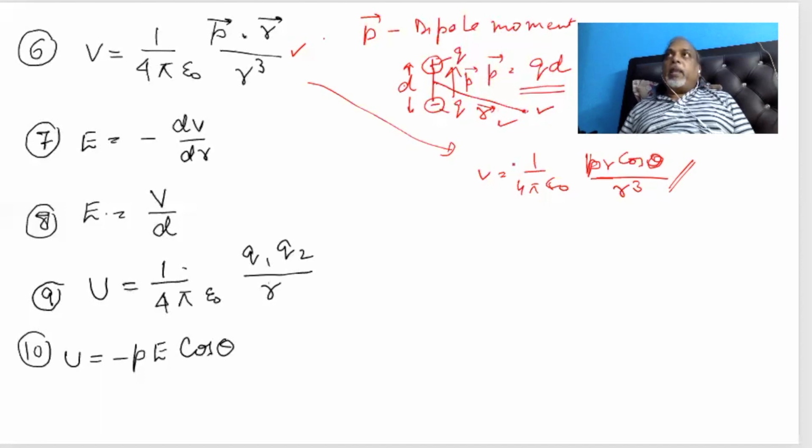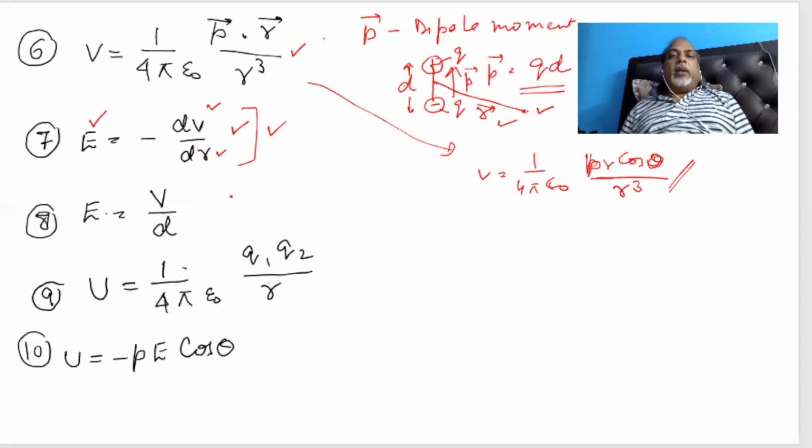Okay. Now we will move on to the next equation, that is E is equal to minus dV upon dr. What is E? It is the electric field. This is the potential difference within the distance of dr. So it is the minus derivative of voltage with respect to distance. This is also something we have studied.